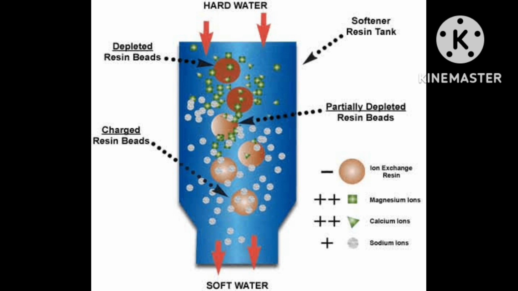This zeolite is actually NaAlSiO4. For the sake of simplicity, sodium aluminum silicate can be written as NaZ. Na means sodium, and Z is written for aluminum silicate. Sodium aluminum silicate is the zeolite, but for simplicity, in the place of AlSiO4, Z is written.